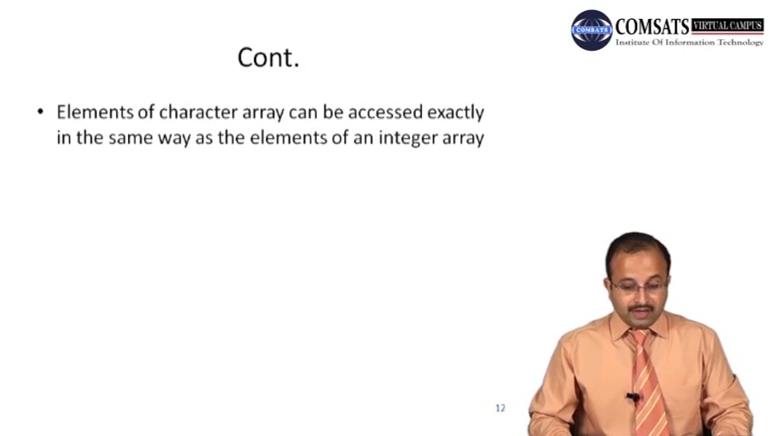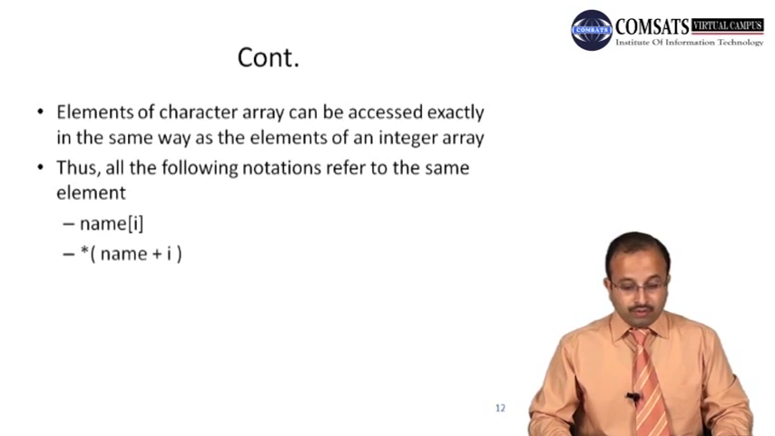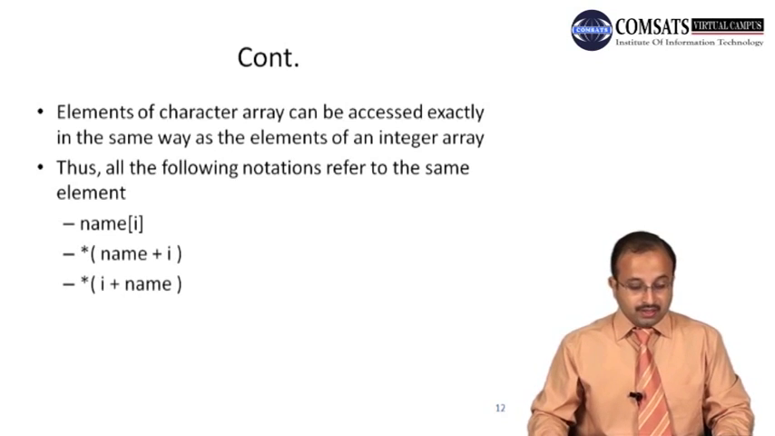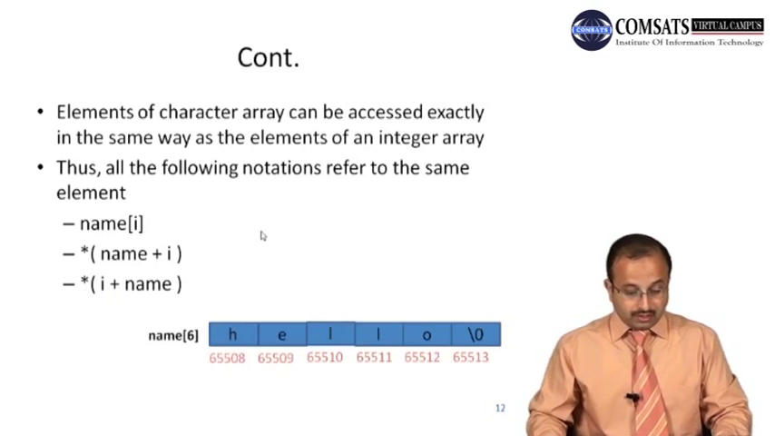The elements of the character array can be accessed exactly in the same way as the elements of an integer array. Thus, all the following notations refer to the same element: name[I], star (name plus I) that we have seen in the example, or star (I plus name). That is the same as star (name plus I). So if the value of I is, let's say, 2, then name[2] will be 0 1 2, that is L.